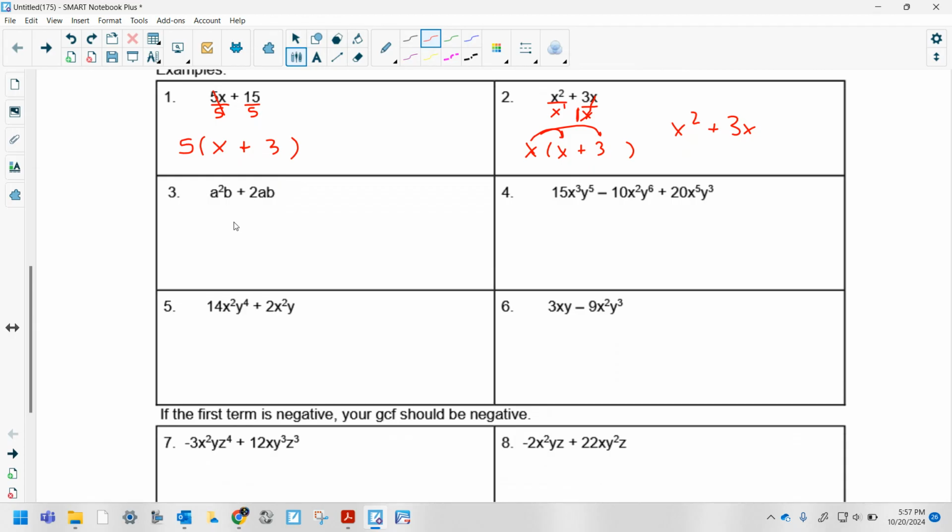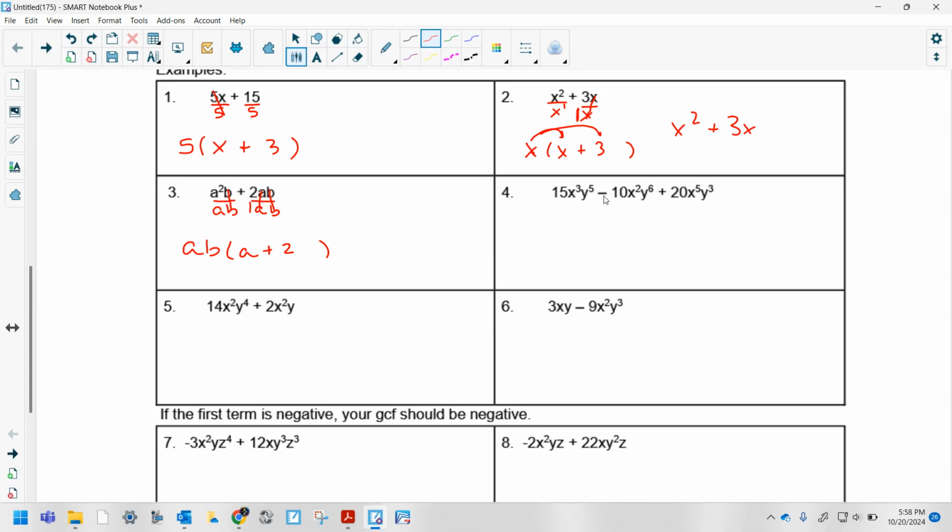We have a squared and a. The smallest a is what we take out. We have b and b. They both have a b in common. We'll take a b out. We're going to divide by ab on both. a squared divided by a is going to give us a, because that's 2 minus 1. The b's will cross out. 2 divided by 1 is going to be a plus 2. The a's cancel out. The b's cancel out.